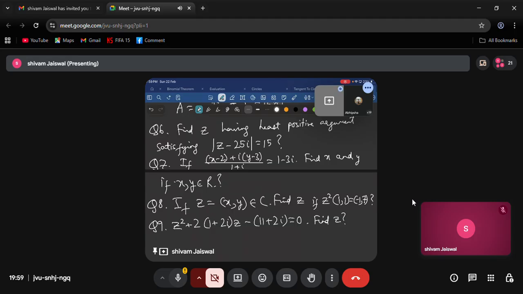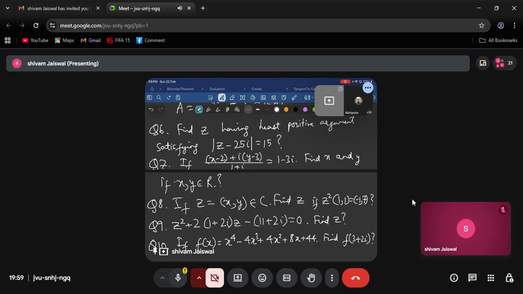Question number 10. If f of x is equal to x to the power 4 minus 4x cubed plus 4x square plus 8x plus 44, find f of 3 plus 2 iota.